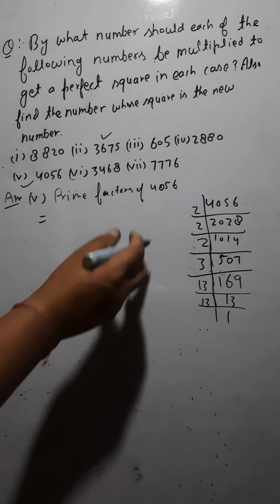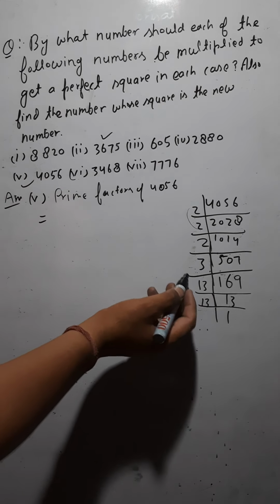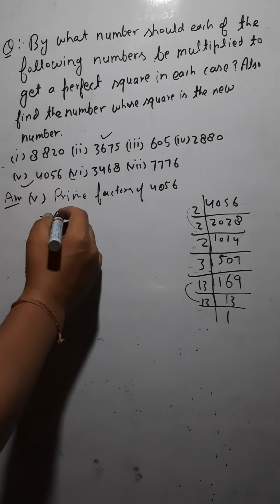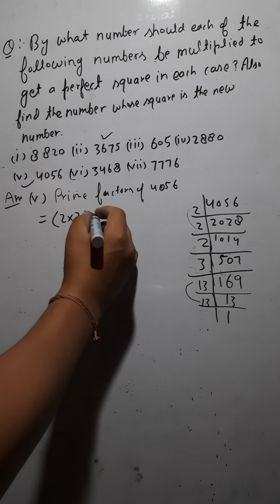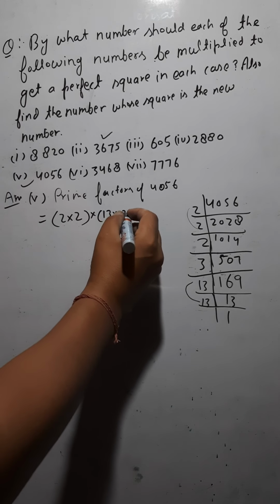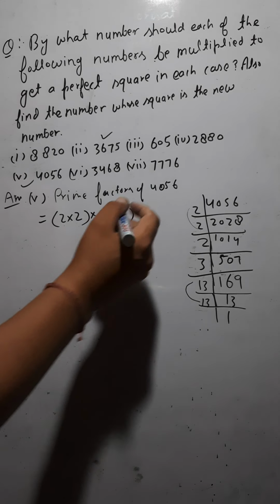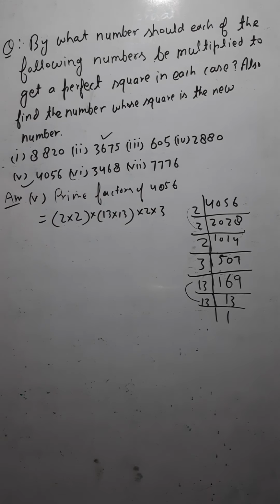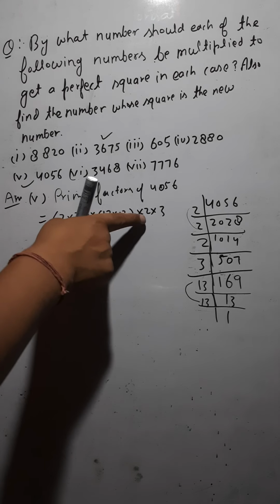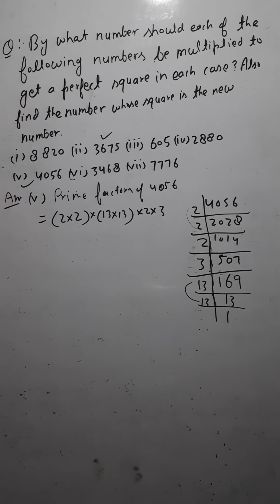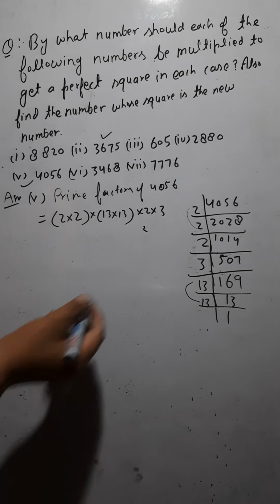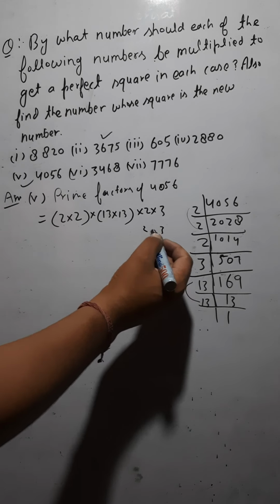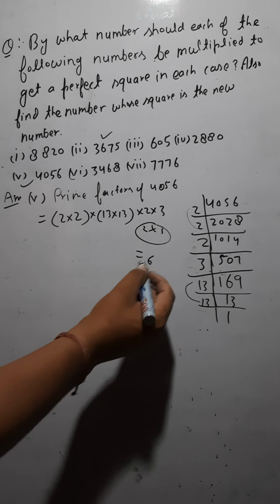Okay, now if you try to make the pairs first, we have the pair of 2, we have the pair of 13 there. So write it together: 2 multiply 2, then multiply 13 multiply 13. Okay, so 2 and 3 are left there. This one 2 is not having its pair, and this one 3 is also not having a pair. So what you have to do, you would multiply by one more 2 and one more 3 as well. It means you have to multiply by 6. Why? Because you need one more 2 here to make its pair, and you need one more 3 also to make its pair. It means you would be multiplying by 6.